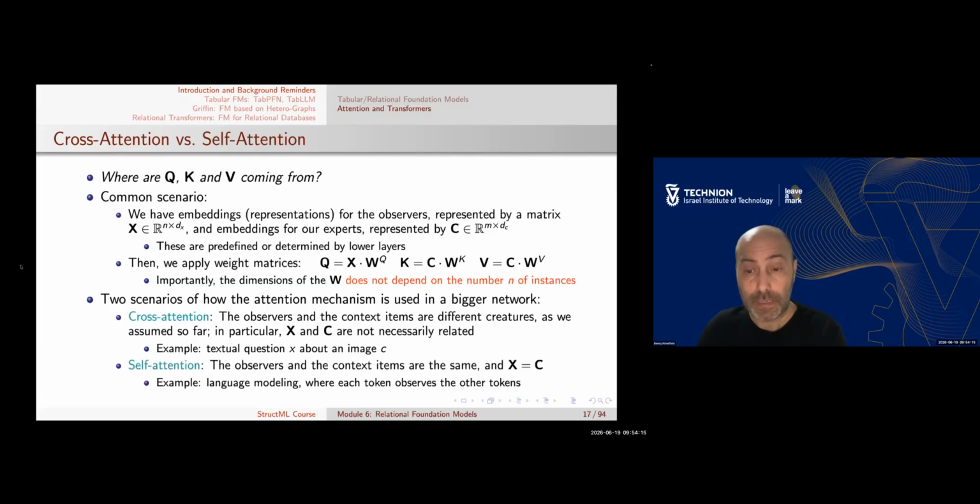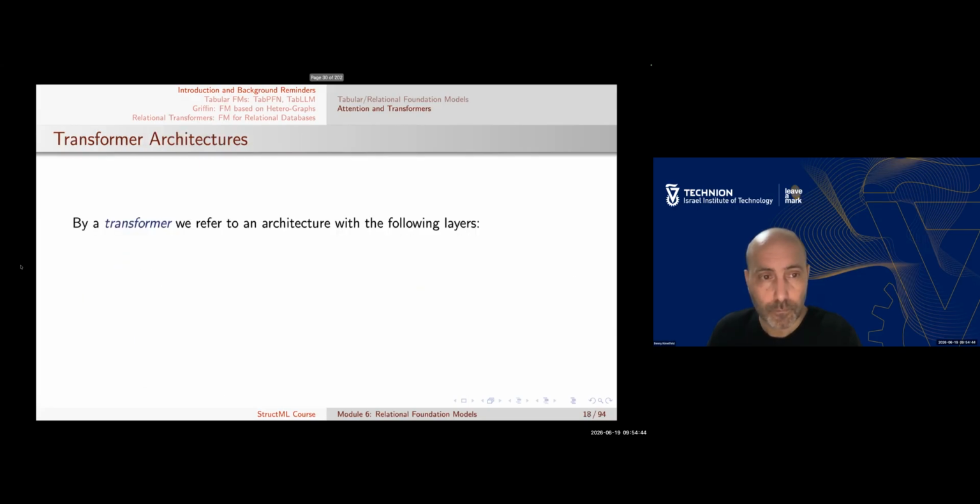In self-attention, this is the same set. Items are attending to each other. So the observers and the context items, the experts, are the same. And so in this case, we'll have that X is the same as C. And in language modeling, for example, the different tokens of the same text are attending to each other. So this is an important distinction.